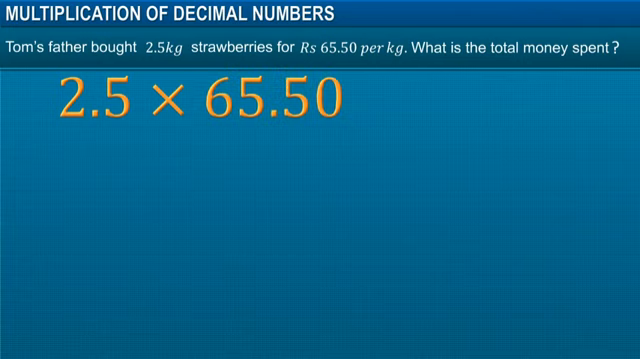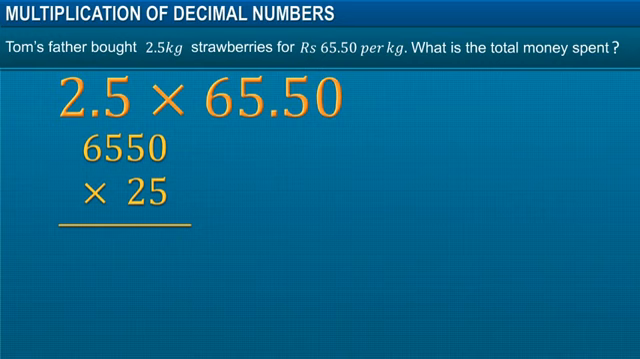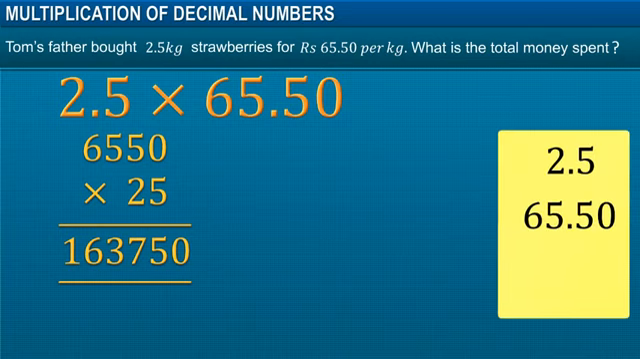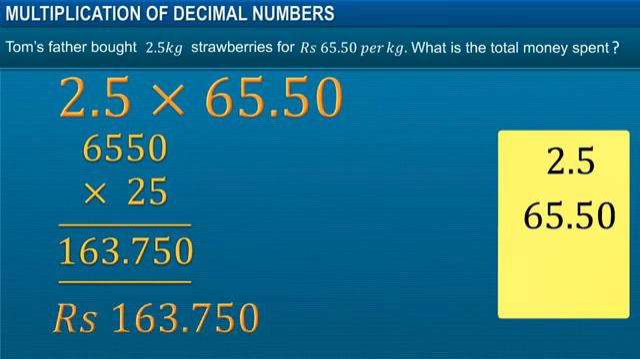To multiply 2 decimal numbers, first, ignore the decimals for both the numbers and multiply them. On multiplying, we get this huge number, 163,750. Now, there are 2 decimal numbers here. The first number has 1 decimal place, while the second has 2. So, we will add the decimal point 3 places from the right to the left in the product. That gives us 163 rupees and 75 paise.